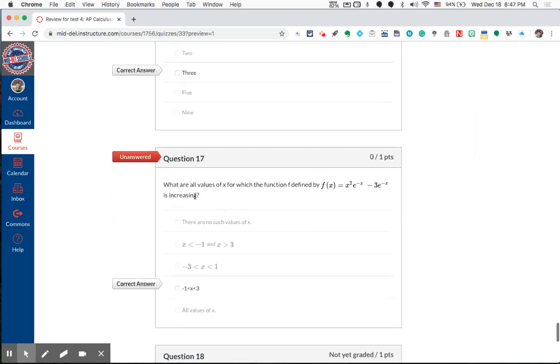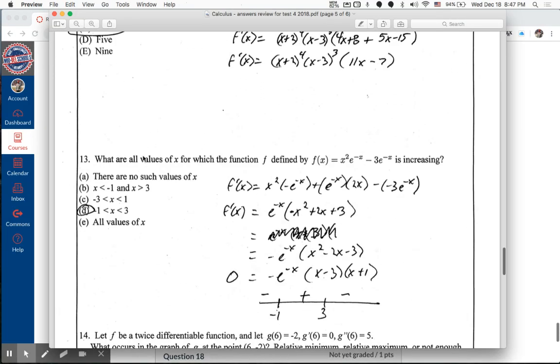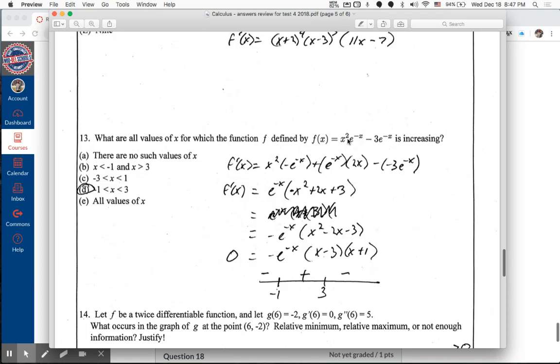17, we want to know for what values this is increasing. So we want the derivative. I'm going to have to do the product rule with this piece and then just take the derivative of that piece. So first times derivative of the second plus the second times derivative of the first, and then minus the derivative of this thing, which is going to be that. All right, I've got an e to the negative x there, there, and there, so I factor that out. It leaves me with a negative x squared, a 2x, and a positive 3.